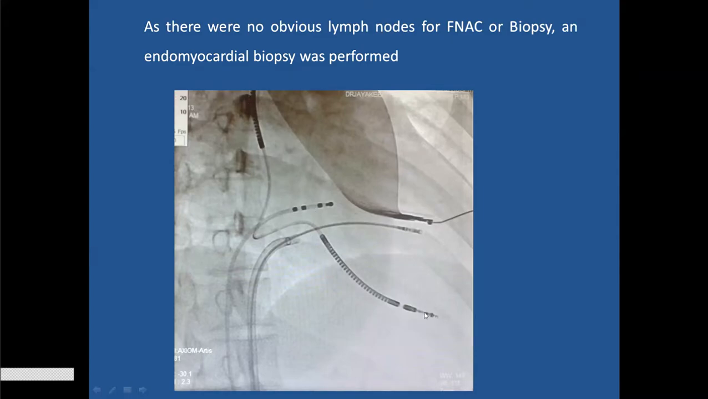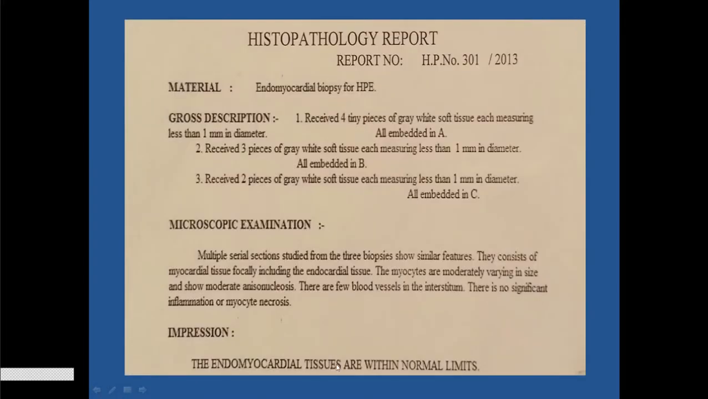What did we do? We implanted an ICD. As there was no obvious lymph node for FNAC or a biopsy, I performed a right ventricular myocardial biopsy. A septal biopsy was done. We took a few pieces, sent them for study, which turned out to be normal.